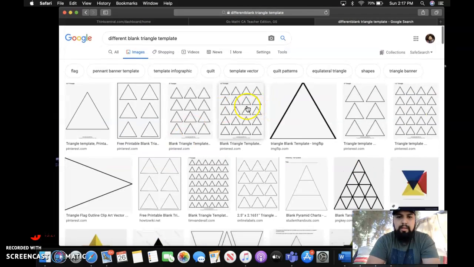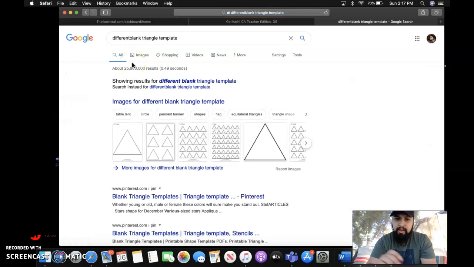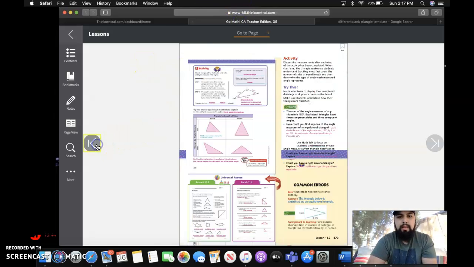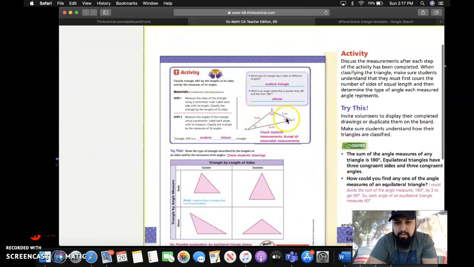You would cut it up and post them around the room, like I said, and make a chart. And then you would classify them, draw them, and show how you would classify them. Meaning, you would draw the tick marks on them, or you would label them like this one, 4 centimeters, 3, and 6. So that would make this one a scalene, and it would be an obtuse scalene.